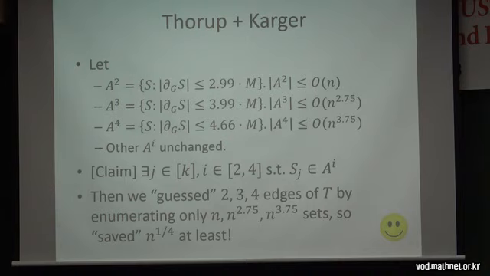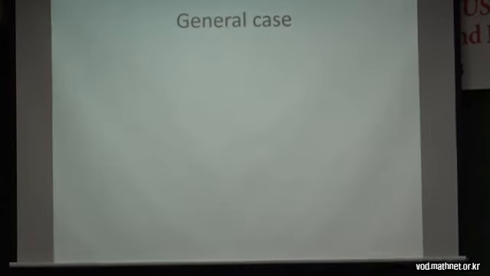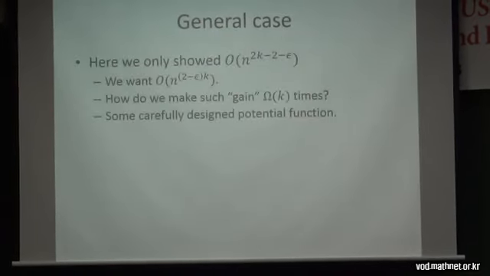Okay, so this was a proof. General cases are more tricky because here we only gain the n to the epsilon in one place, but my goal was to save n to the epsilon in k places. So we had to gain this thing k times. We did it by carefully designing a potential function and so on.